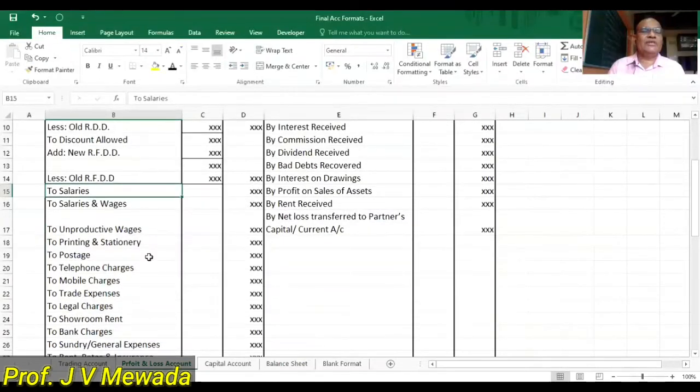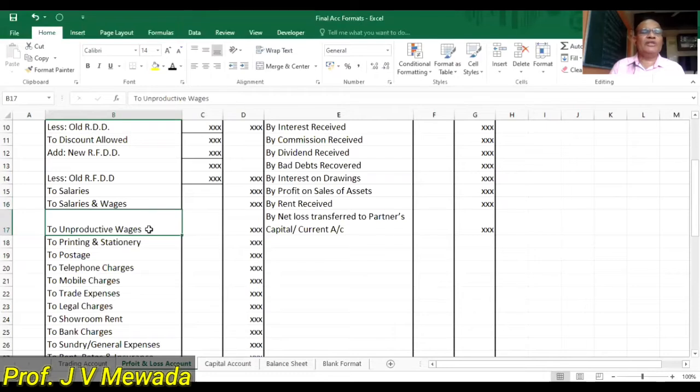Now we are having salaries. Salaries are the indirect expenses. They are charged to profit and loss account. Then we are having salaries and wages. In this, the proportion of salaries is more as compared to the wages. So that is also charged to profit and loss account.